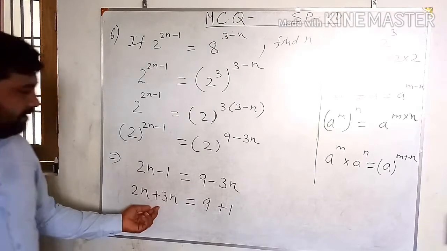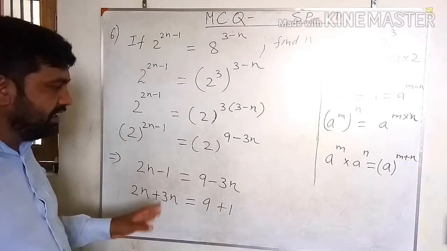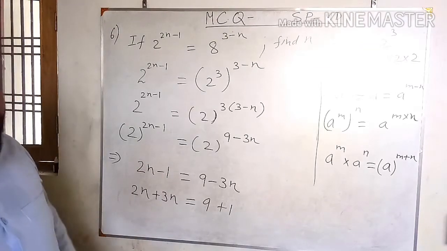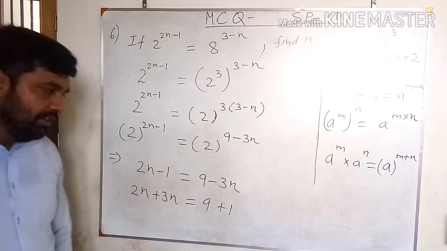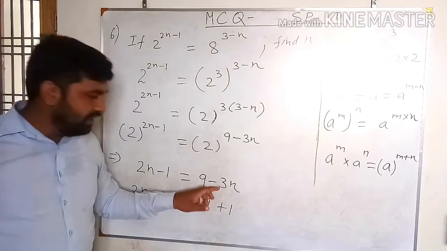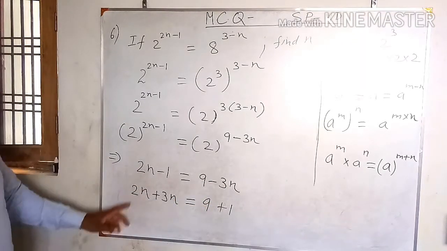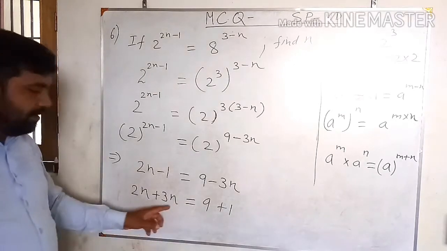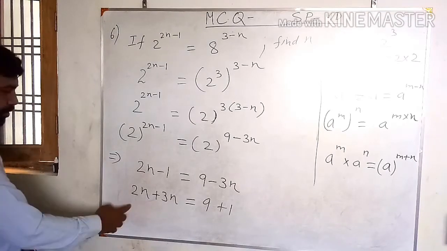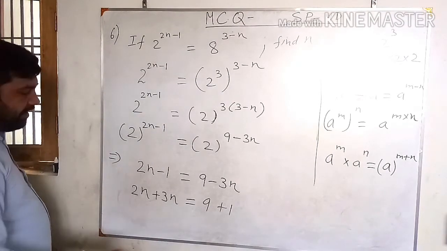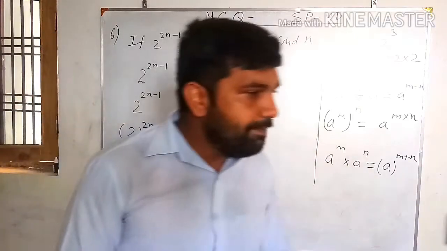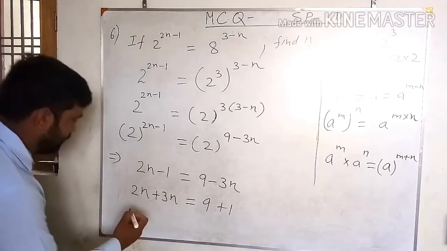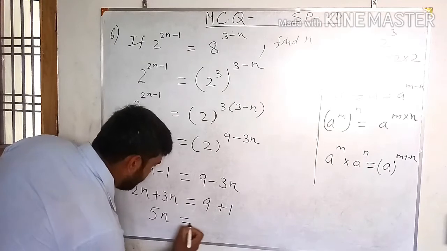Whenever we transpose a term in the equation from left to right or from right to left, its sign always changes. If it is positive on the left hand side, it becomes negative on the right hand side, and if it is negative on the right, it becomes positive on the left. Now you can add the like terms. 2n and 3n are like terms having the same variable and the same power. 2n plus 3n gives 5n, like 2 mangoes plus 3 mangoes gives 5 mangoes. Here n is a variable. So we write 5n equals 9 plus 1, 10.